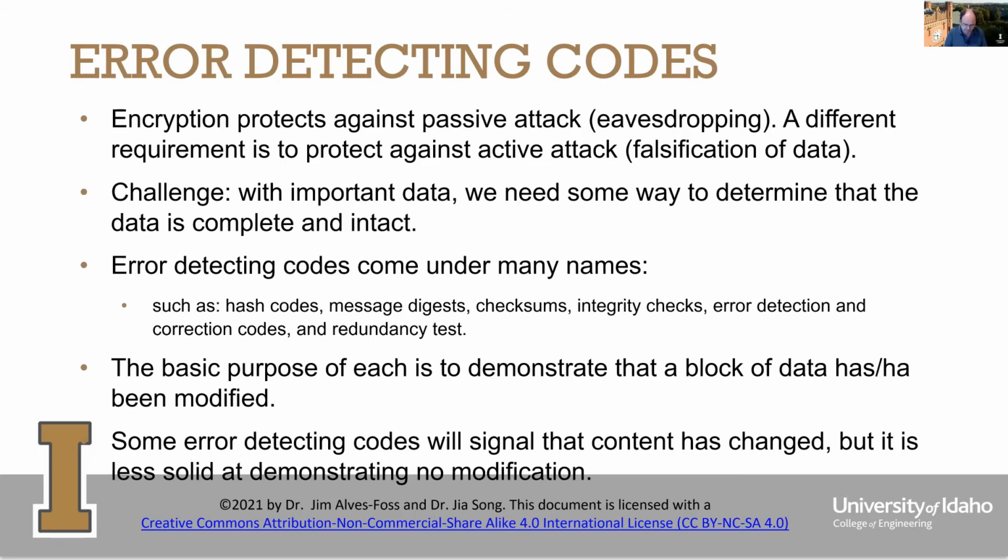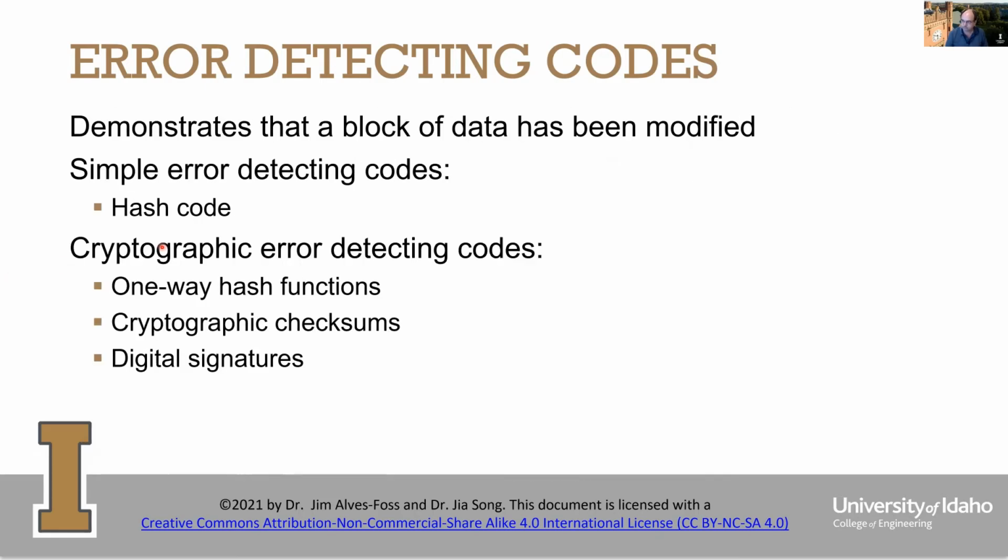Let me fix that. Some error detecting codes signal that content has changed. It said, hey, we found an error, but less solid at demonstrating no modification. So they're good at saying, hey, something changed, but not good at saying it's absolutely perfect. Like the parity bit, if 2 bits flipped, you don't detect it. All right, anyway. So the error detecting codes, they demonstrate a block of data has been modified.